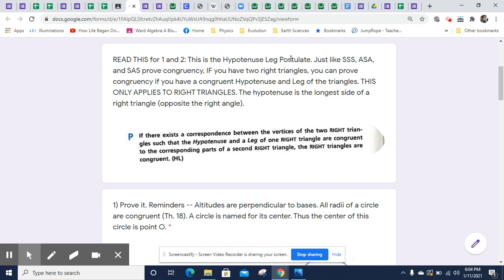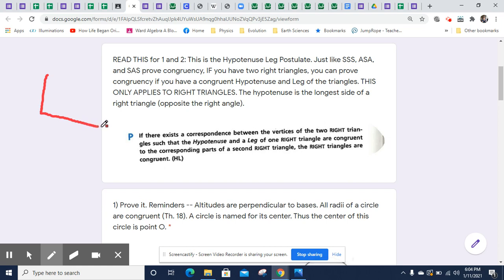It's called the Hypotenuse Leg Postulate. Just like side, side, side, and angle, side, angle, and side, angle, side, hypotenuse leg proves congruency. If you have two right triangles, you can prove congruency if you have a congruent hypotenuse and leg of the triangle.